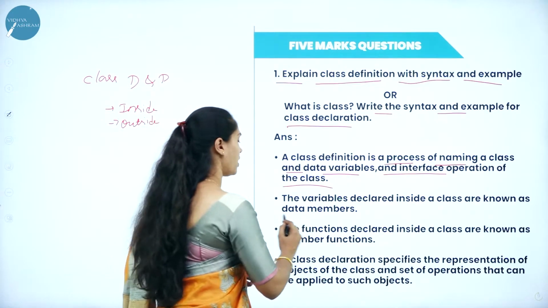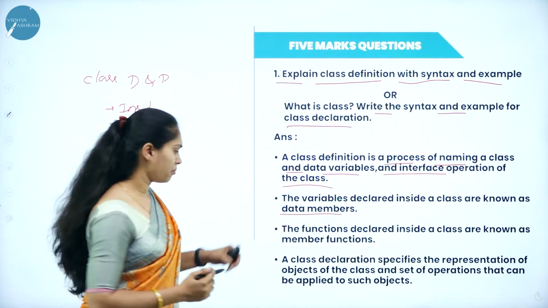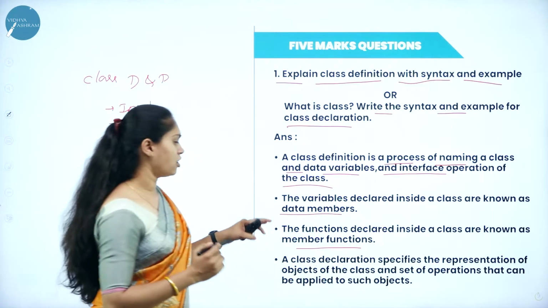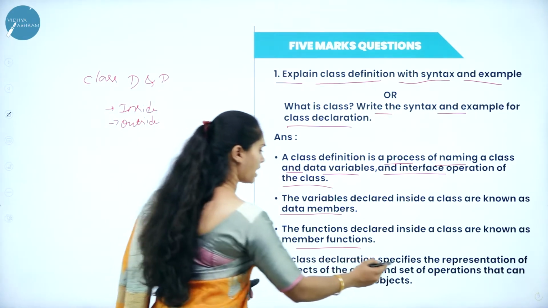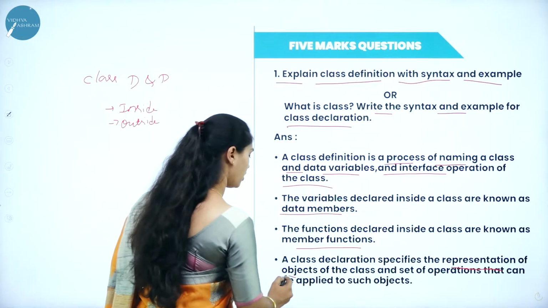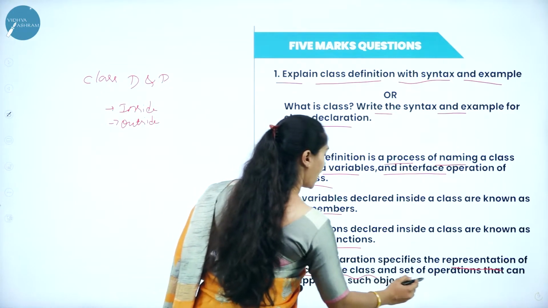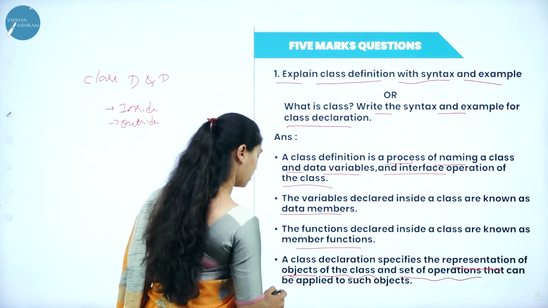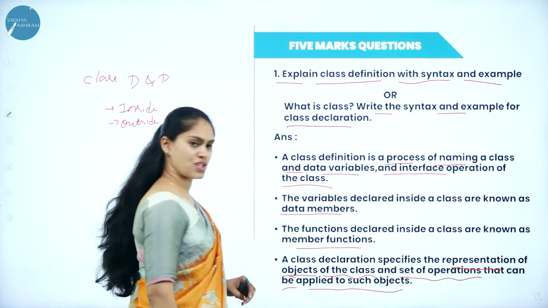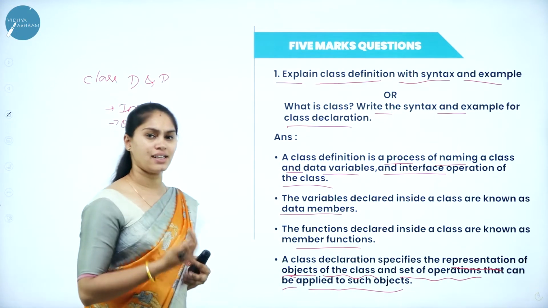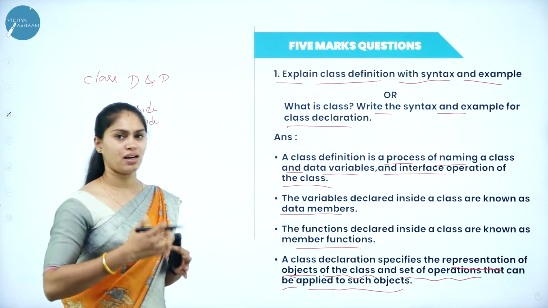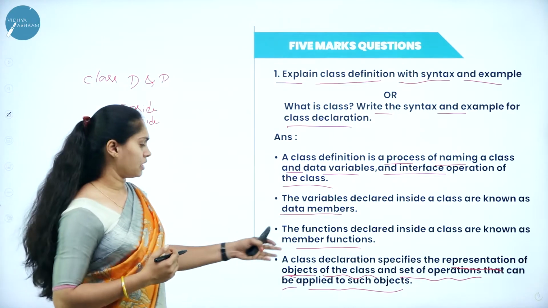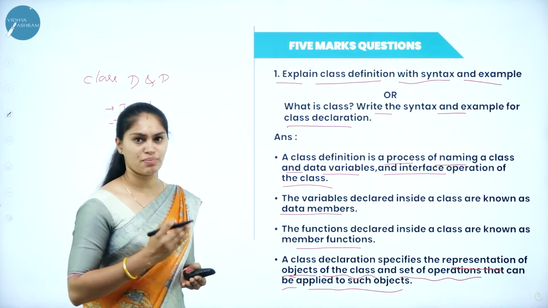And also we have to take care about what you mean by data member and what you mean by member function. Then what does the class declaration specify? It specifies the representation of an object of the class and the set of operations that can be applied to such objects. So when we create an object, and that object is going to access the content of the data members and member functions, it will be in the class declaration specification.